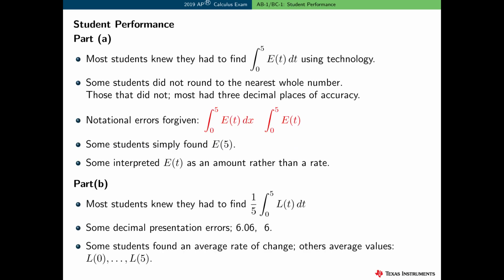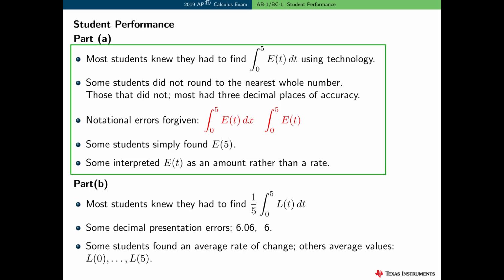Here are some general comments about student performance on this question. In Part A, most students knew that they had to evaluate this definite integral, and most knew to use their graphing calculator. Some students did not round to the nearest whole number, as indicated in the question, but those that did not at least followed the 3 decimal place rule. There were some common notational errors here, and here are 2 of them, and both of these were overlooked under the pressure of a high-stakes exam.